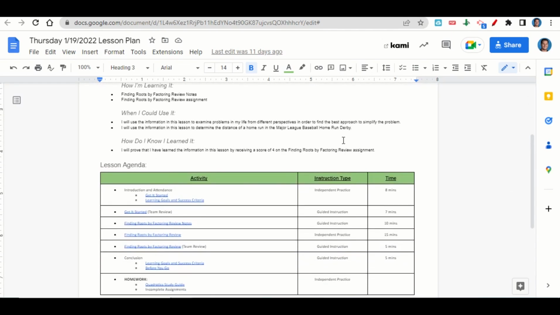Now let's take a look at our agenda for today. We will begin by going over the learning goals and success criteria. While we do that, you'll fill out your Get It Started. Once you've completed your Get It Started, we'll go over it together and answer any questions that you may have. After that, we'll go over the Finding Roots by Factoring review notes, and then I'll give you time to complete the Finding Roots by Factoring review assignment. Once you've completed the assignment, we'll go over it together and answer any questions that you may have. At the end of class, we'll go back over our learning goals and success criteria while you fill out your Before You Go. Your only homework for tonight is to continue working on the quadratic study guide and any incomplete assignments that you may have.